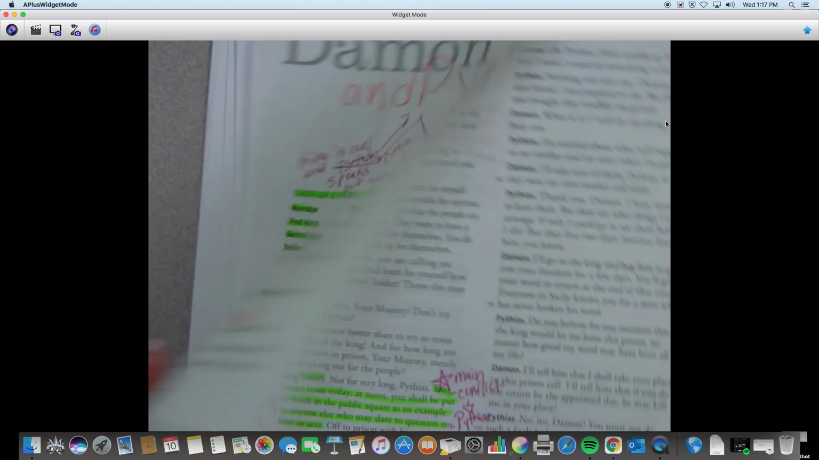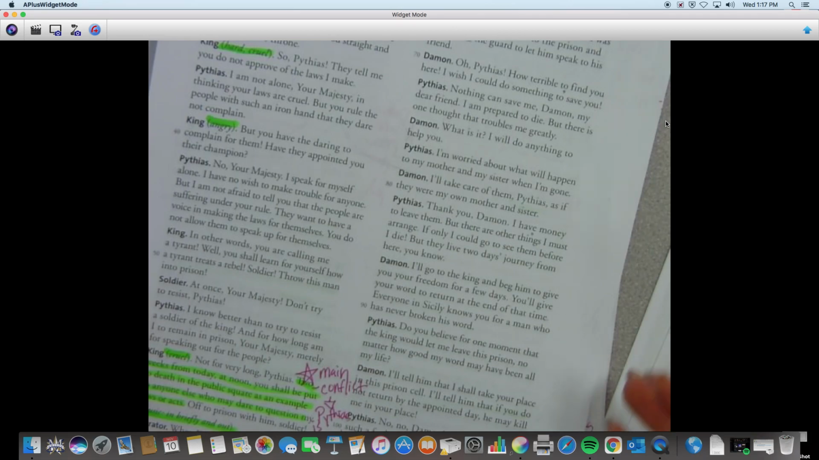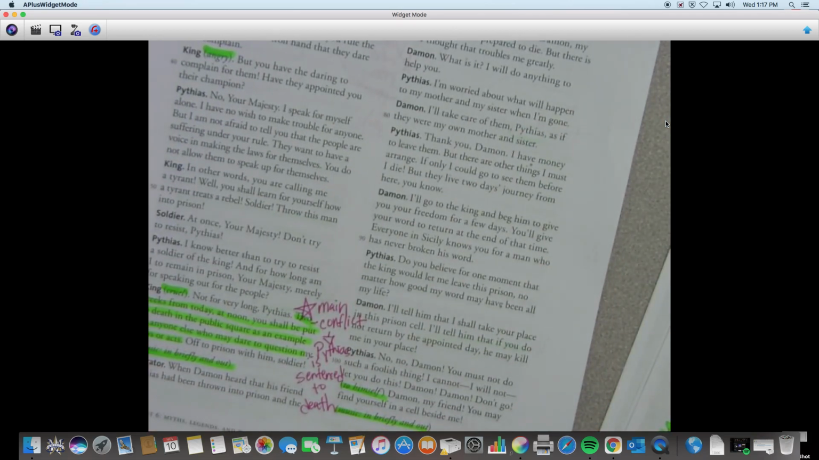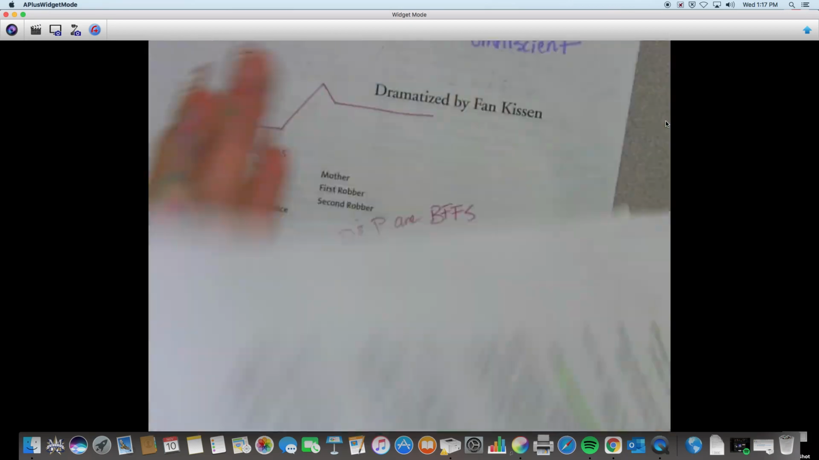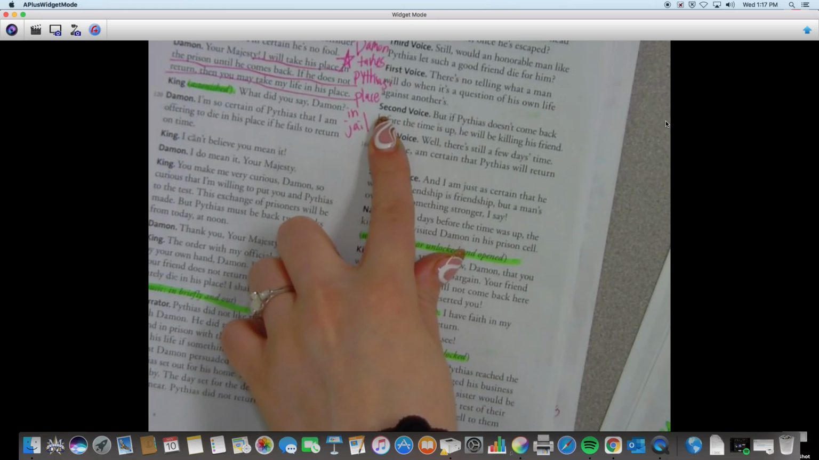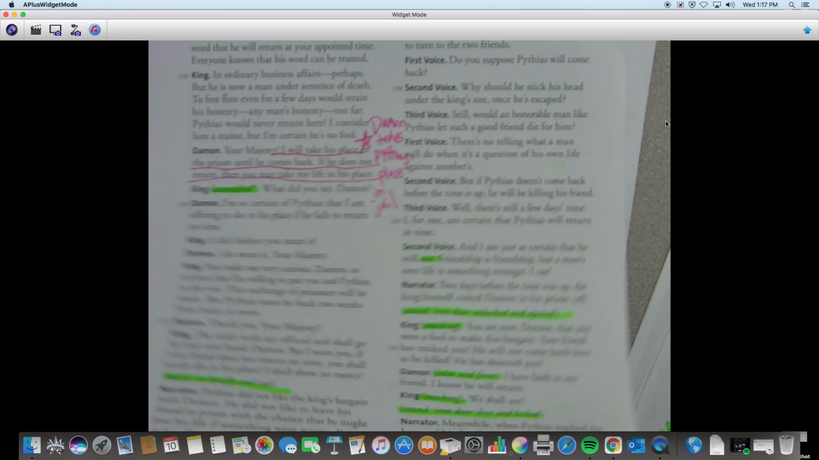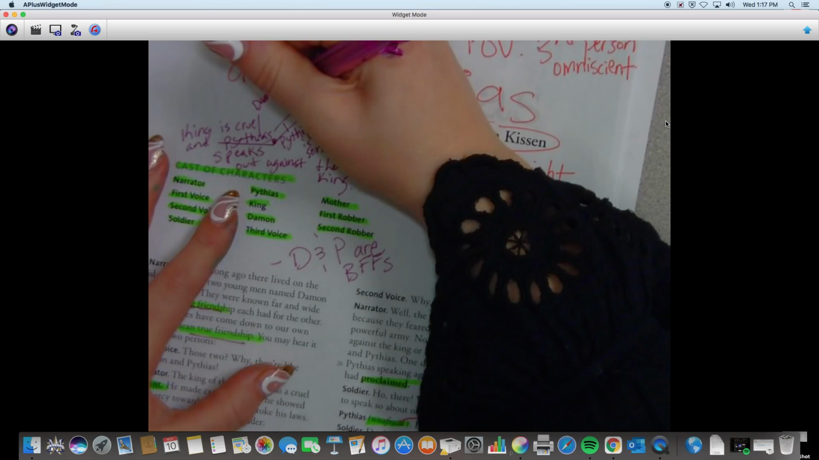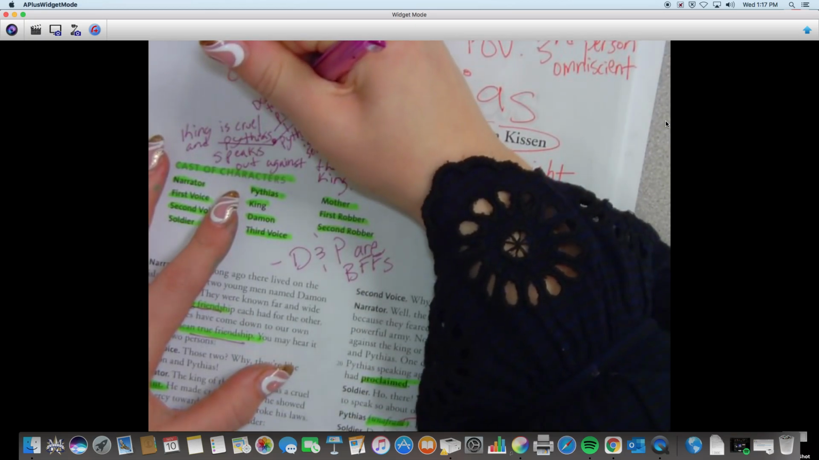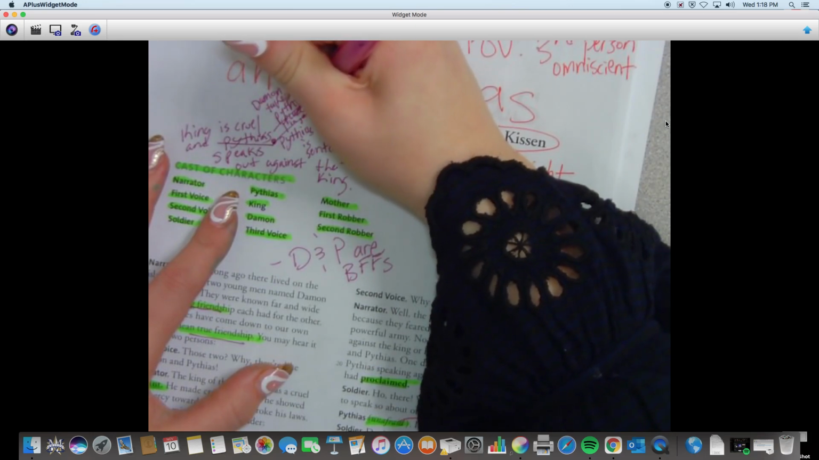So Pythias is sentenced to death, but he needs to see his family before he actually gets put to death, because he wants to make sure they're taken care of before he's put to death. And so his best friend Damon offers to take his place in jail. And I have that right here. Damon takes Pythias's place in jail. So that would be another important part of our plot, and something that would have to go in the summary, right? Damon takes Pythias's place in jail. Okay.